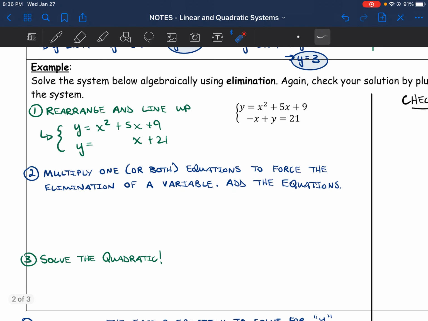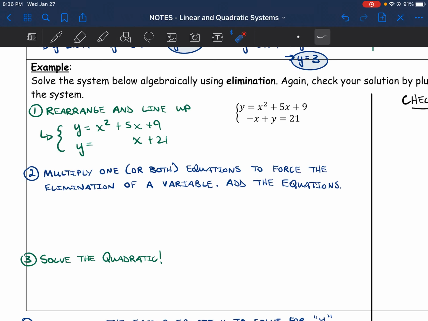So now let's go through with the elimination steps. When we're solving by elimination, we want to get variables to eliminate. And in this case, we want the y's to eliminate, so that once the y's are gone, and we get a 0 on this side, we can collect the x terms, and that's going to give us a quadratic equation that we can then solve. So we're going to multiply one or both equations to force the elimination of a variable.